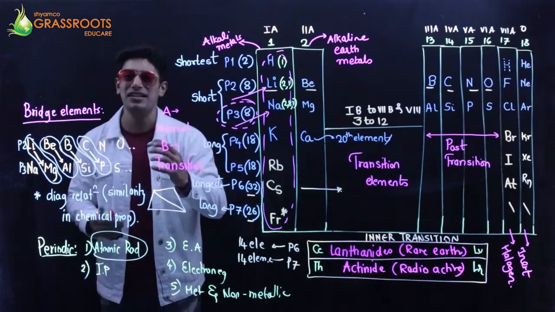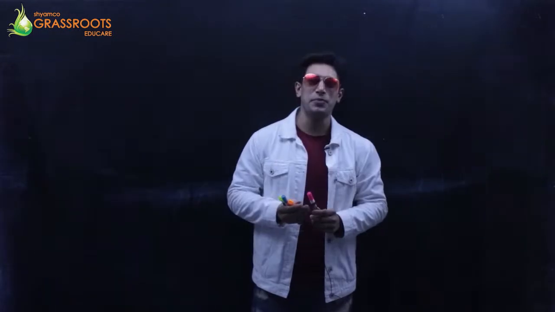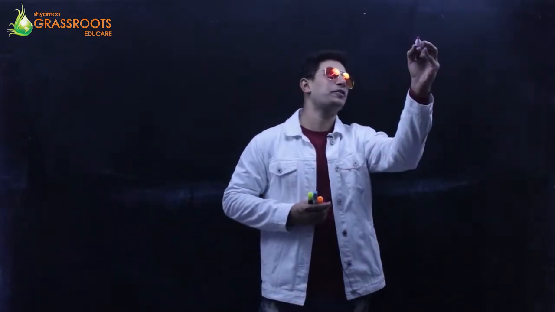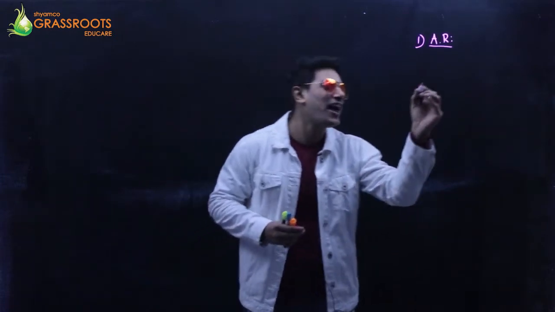Please, 9th standard, as I said, you need to know it. We jump to the 10th, the atomic radius. Let's start with atomic radius, the first periodic property. I'm just writing short AR, atomic radius. I'm drawing a diagram.